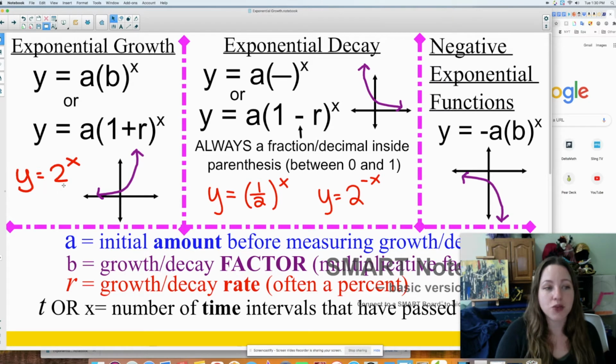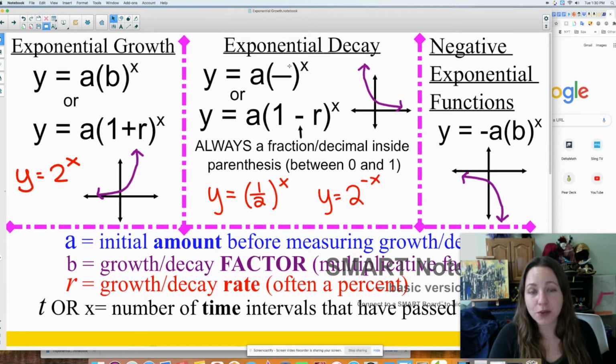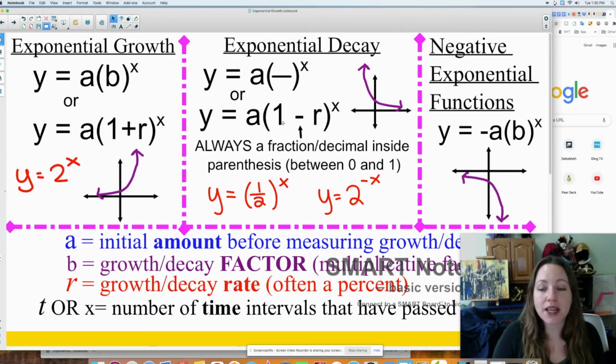An example is y equals 2 to the x power. Exponential decay always has a fraction or a decimal in the parentheses. And that's because we're doing 1 minus the rate, okay? Because it's going down each time. So if it was 1 minus 10%, it would be 1 minus 0.10, which gives you the decimal of 0.90.